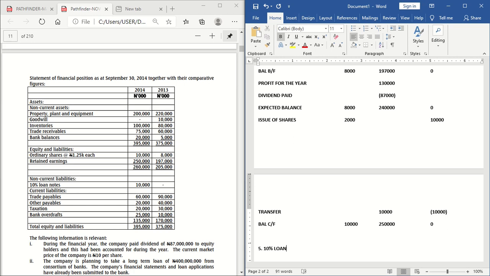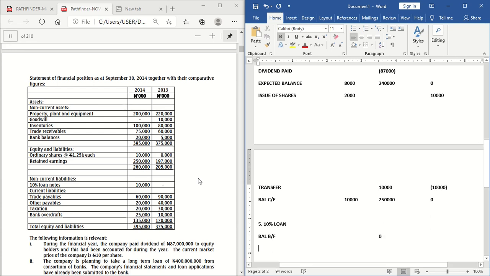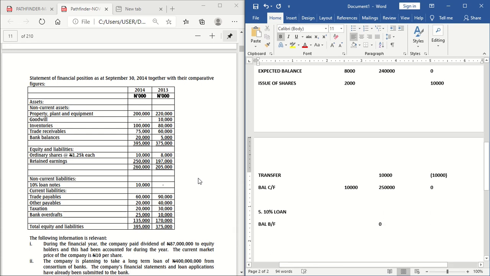So for my 10% loan, what is my balance brought forward? My balance brought forward in 2013. Check your question. For 2013, we have a 0. So if we have a 0, it means that at the end of the day, we should also have a 0. But my balance carried forward at the end of the year is 10,000.